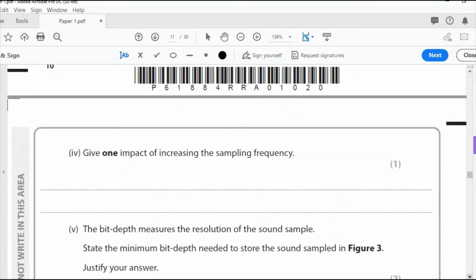4. Give one impact of increasing the sampling frequency. Well, we'll represent the file more accurately, but we'll also increase the file size. So we just need to choose one of those. So my answer for that is the sound will be represented more accurately.